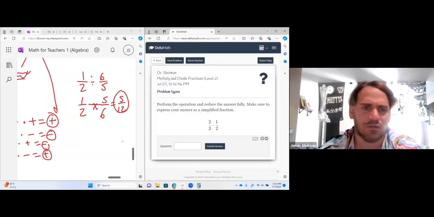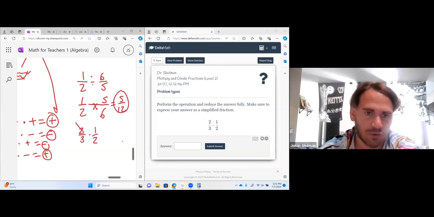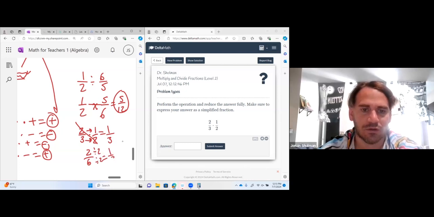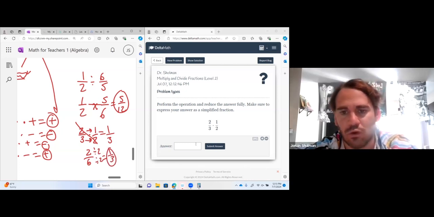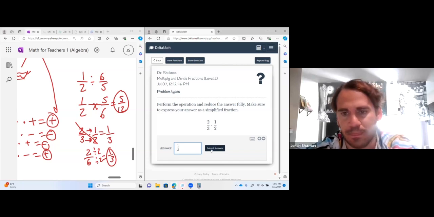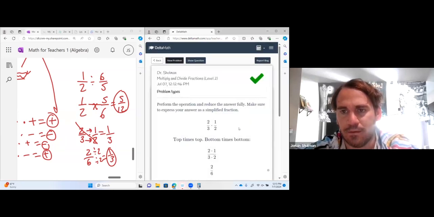All right, so here we have 2/3 times 1/2. You can literally cross these out and get 1/3. The other way is 2 times 1 is 2, 3 times 2 is 6. Divide both by 2, we get 1/3. Magic. 1/3. All right.